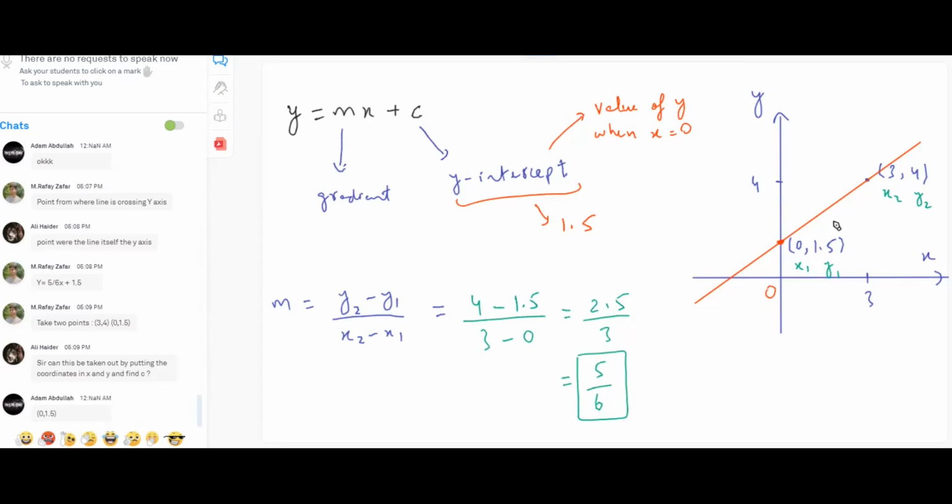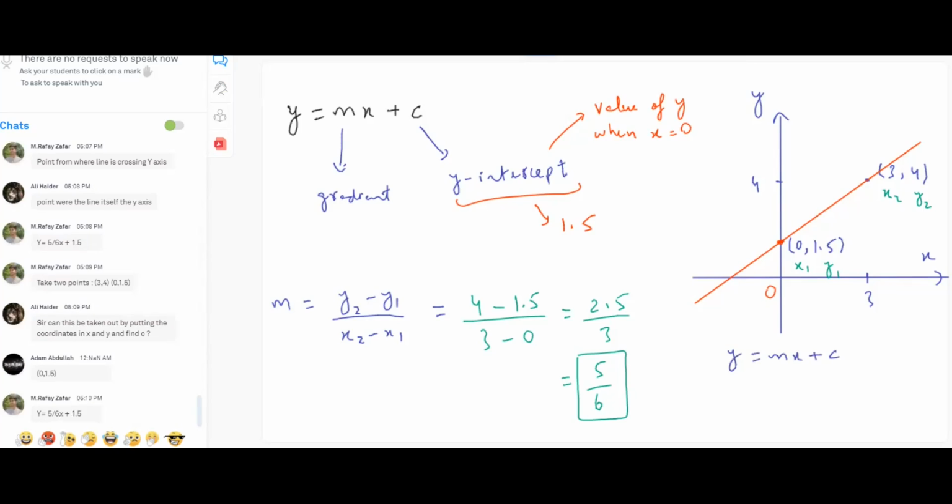जब gradient आ गया, तब equation कैसे लिखेंगे? Remember, it's y equals mx plus c, right? m की जगह आपने gradient डाल देना है. Let me just write that here. y equals mx plus c. m की जगह gradient डाल देंगे. So that's 5 over 6 into x plus c, that is 1.5, उसको 1.5 भी लिख सकते हो, or if you want, you can also write that as 3/2. So both are fine. Okay, so that is the equation of this line using y equals mx plus c.